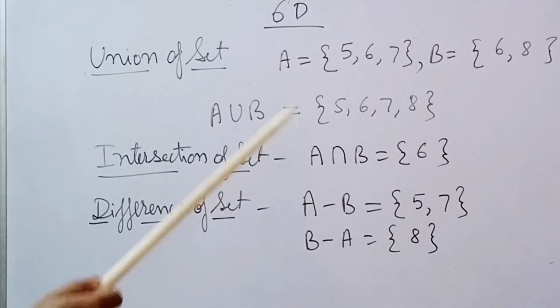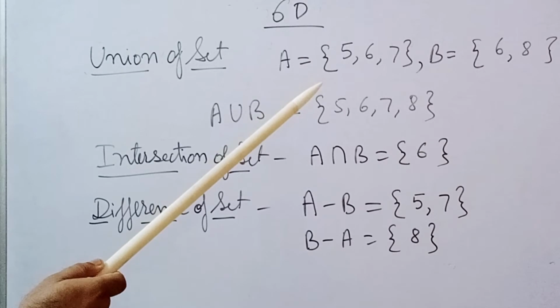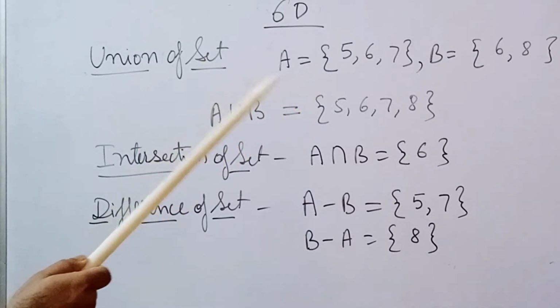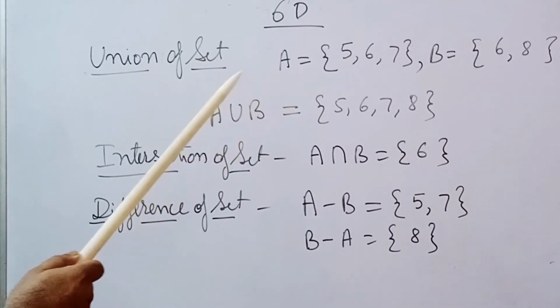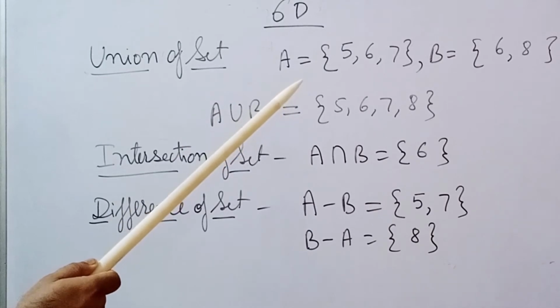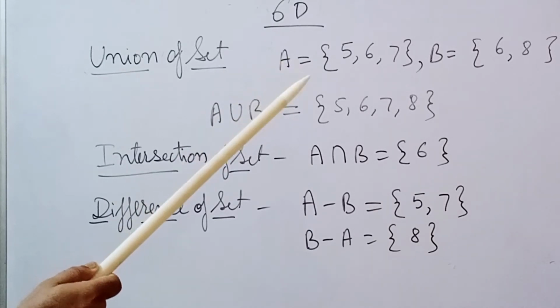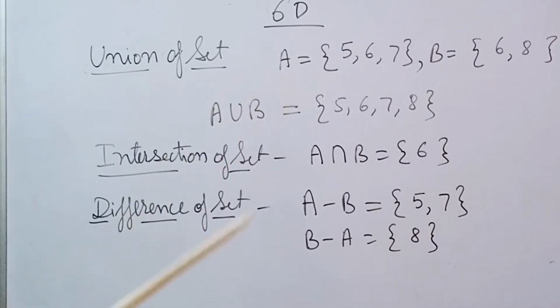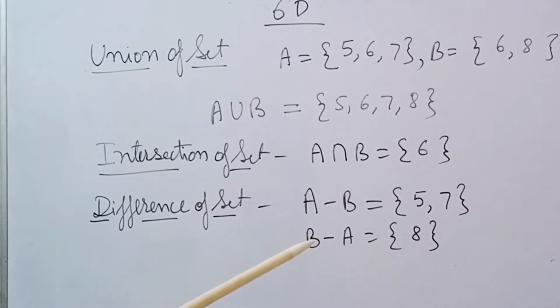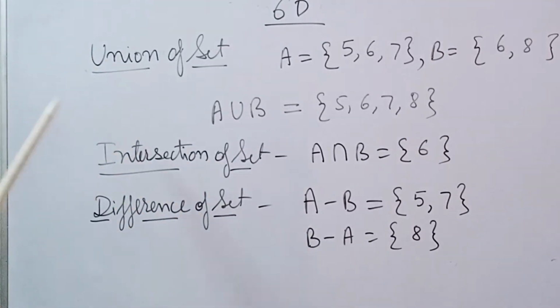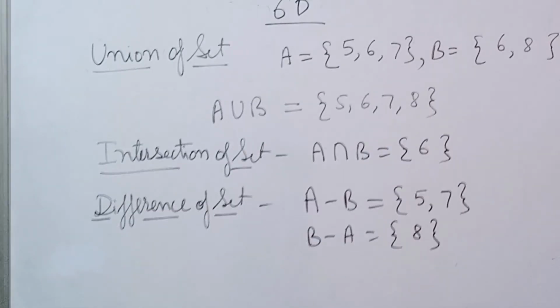Same is B minus A. All the elements that are in B but not in A. So here we have 6 is in A but not in B. So B minus A equals 8. So in that manner you will find union of set, intersection of set and difference of set.